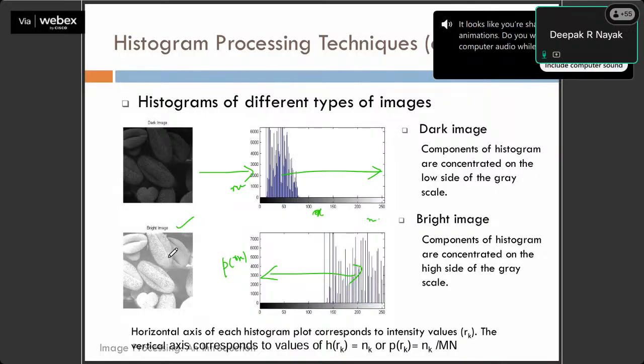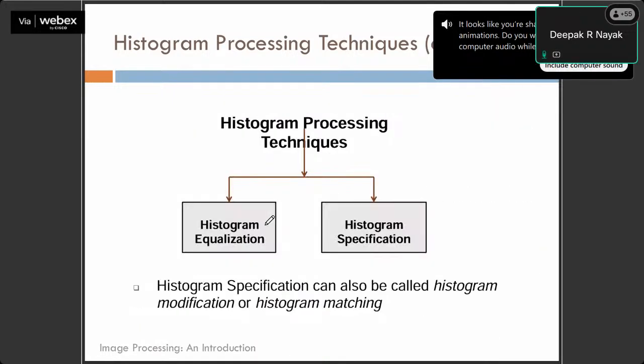So how to do this? There are two techniques which we follow to enhance the contrast or the overall appearance of the image. One is histogram equalization, and one is histogram specification. What is important for us is histogram equalization, because histogram specification is a trial and error process, application dependent, and it's not popularly or widely used. What is used is histogram equalization.